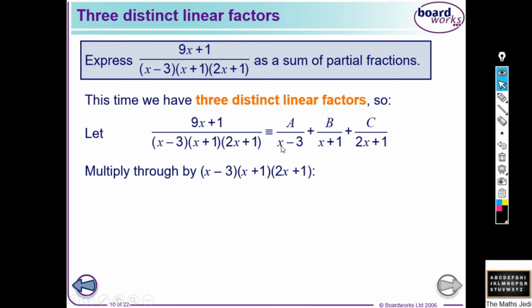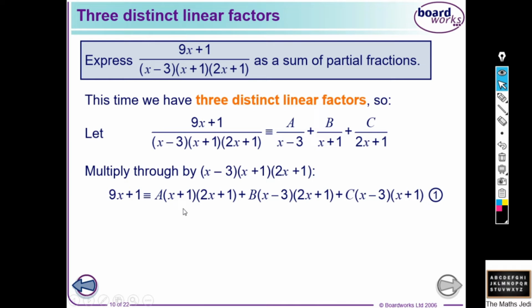B would multiply by x minus 3 and 2x plus 1. And C would multiply by x minus 3, x plus 1. So those things taken into account are very important for the next part. Here again, we can use substitution to get rid of values if you want to.